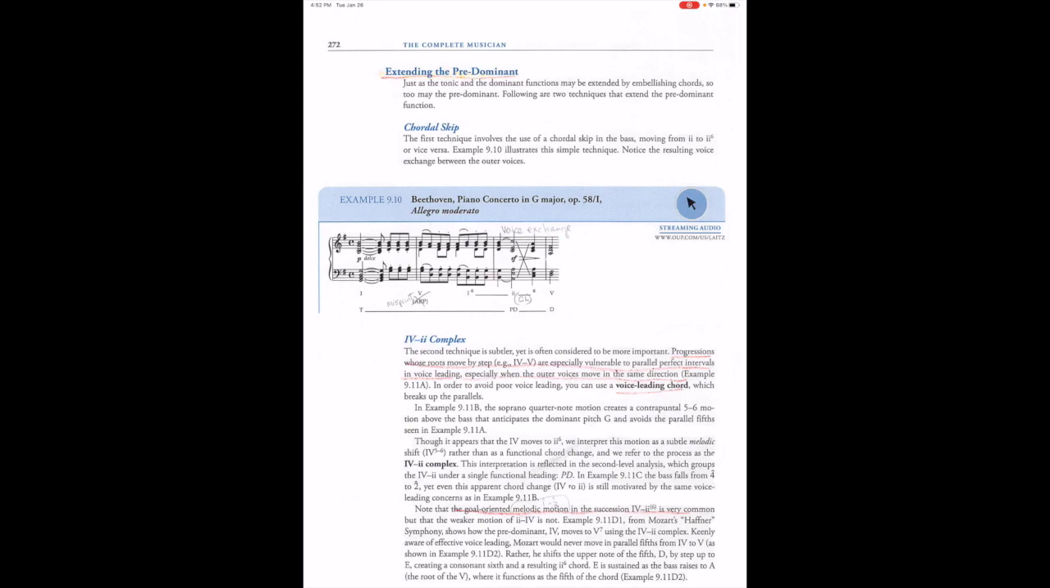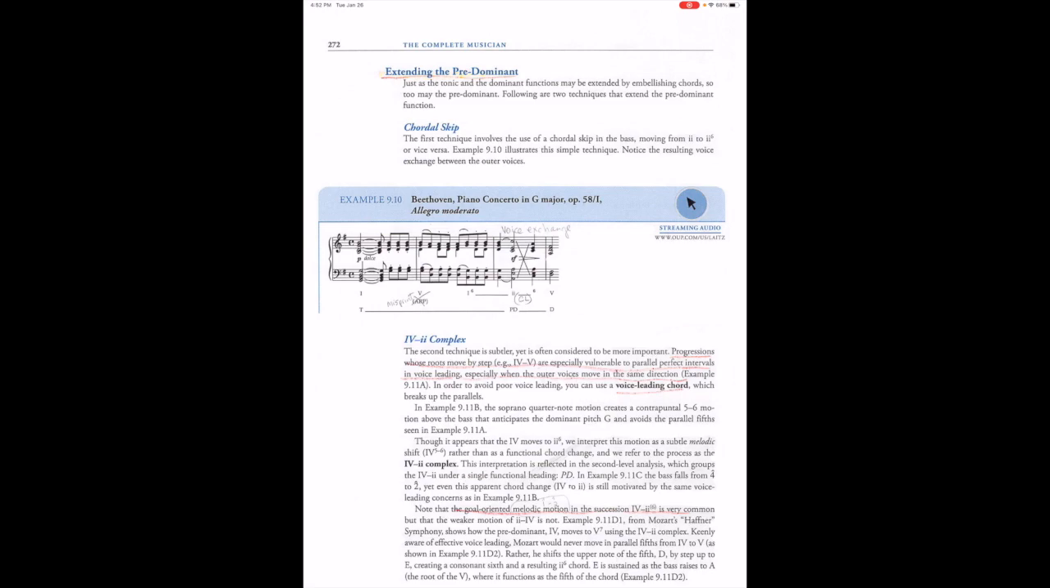Let's go to page 272, extending the predominant area. Now, we've already talked last semester about tonic expansion and dominant expansion, but you can also expand the predominant and extend it as well. So here's a couple of easy ways to do it. And the first way is called using the chordal skip.